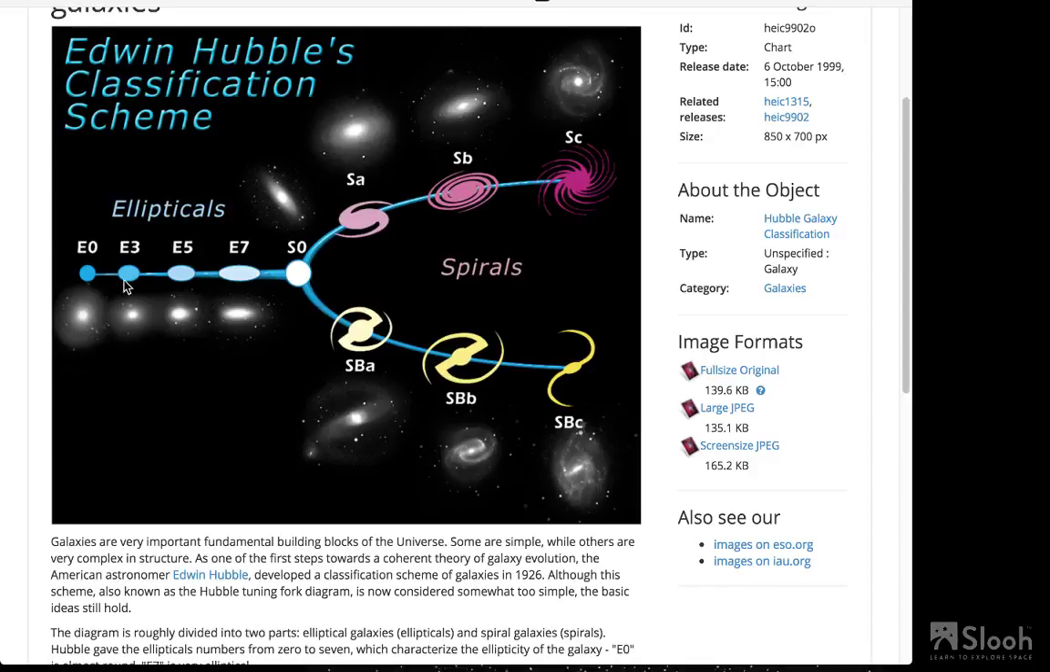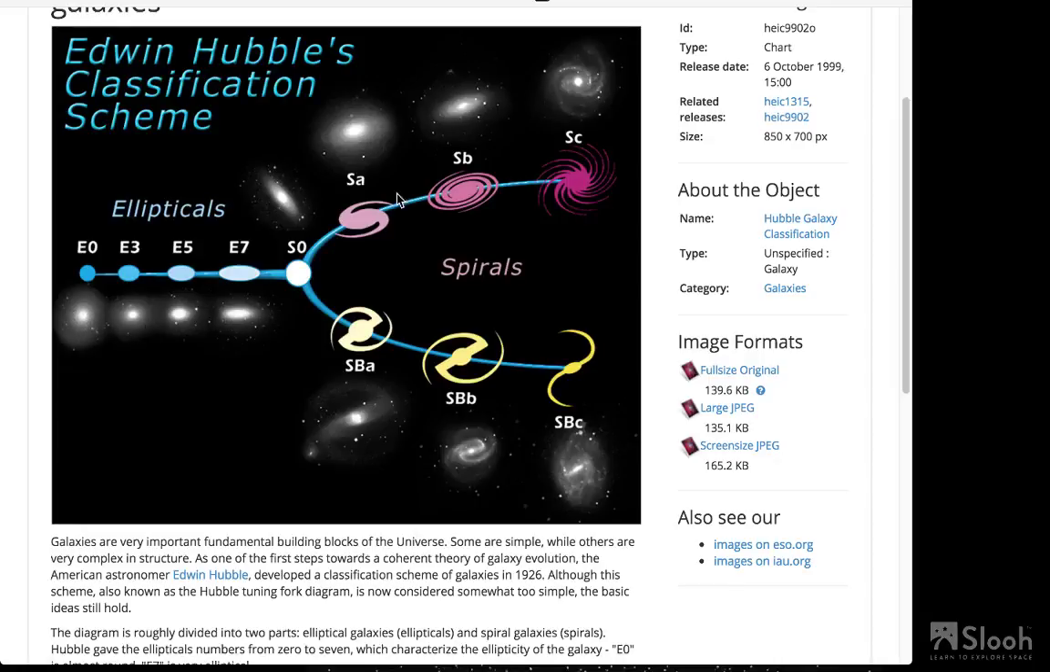And then the greater the ellipticity, the greater the elliptical or oval shape of the galaxy, the higher the number. So an E0 is a basically circular, spherical galaxy, whereas an E7 is much more elongated. And you can see underneath the cartoon part that there are actual examples here of the galaxies. And what you're seeing is this big halo around the denser region of the elliptical.